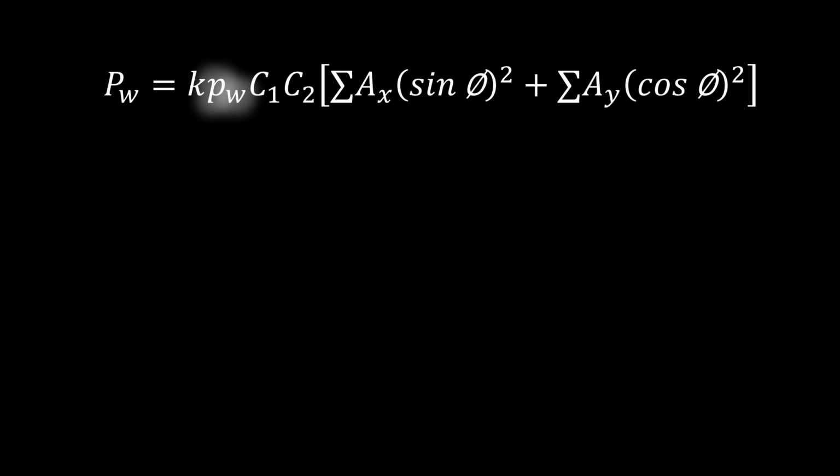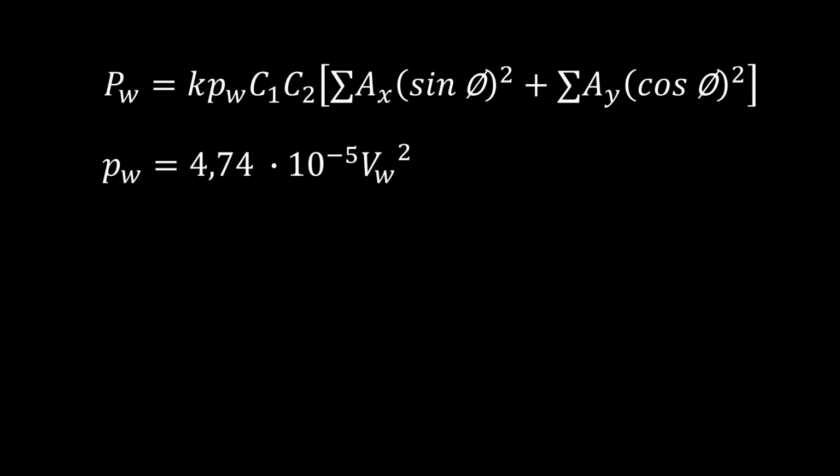The first key term is the specific wind pressure. This term represents how intense the wind loading is, and it depends directly on the sustained wind speed. Wind pressure is proportional to the square of the wind speed. This relationship reflects the physics of moving air and the kinetic energy it carries.